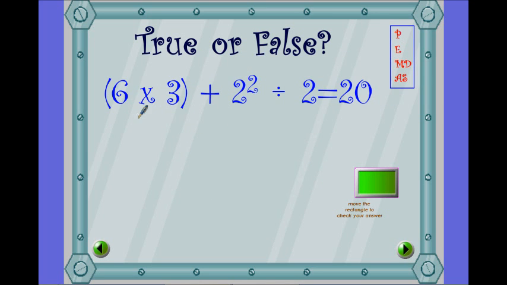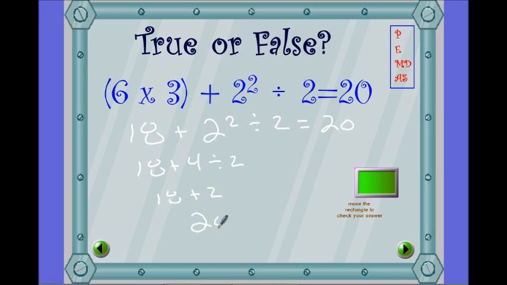Alright, true or false? Pause it, then come back. Alright, so this would be 18 plus 2 squared divided by 2. We want to know if that equals 20. So this would be 18 plus 4 divided by 2, which makes this 18 plus 2, and that is 20. So that is correct, so then we know that that's true.